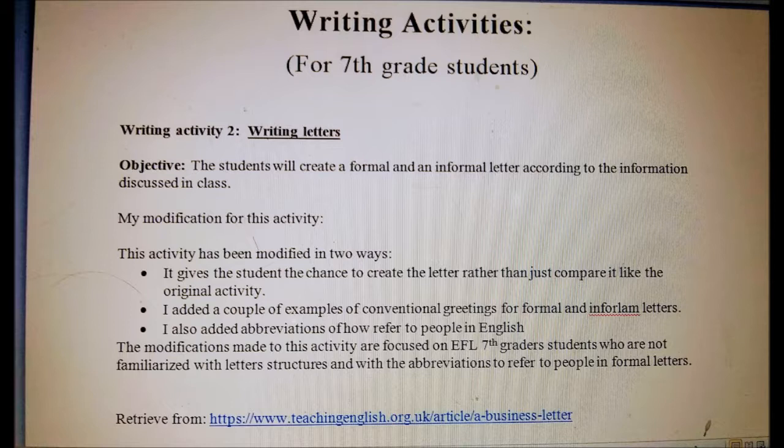1, it gives the student the chance to create a letter rather than just compare one like in the original activity. Number 2, I added a couple of examples of conventional readings for formal and informal letters. And number 3, I also added abbreviations of how to refer to people in English.